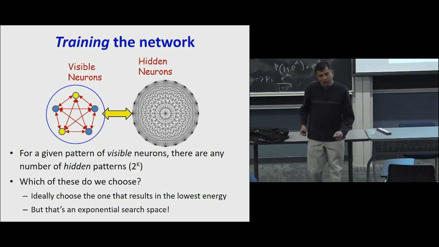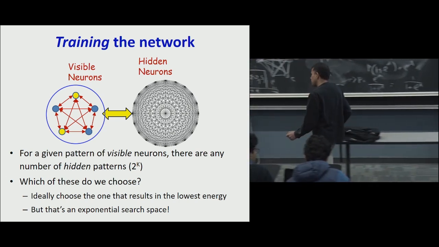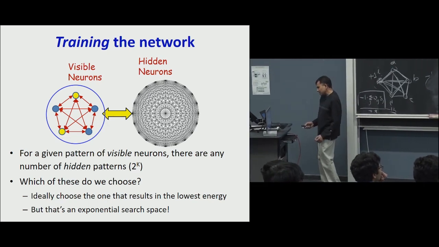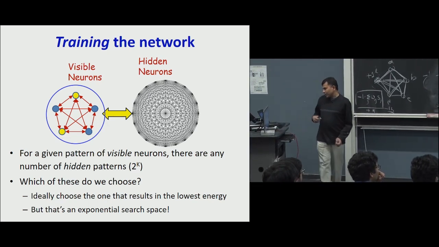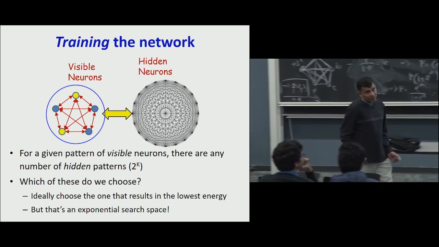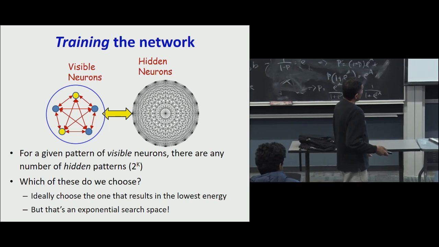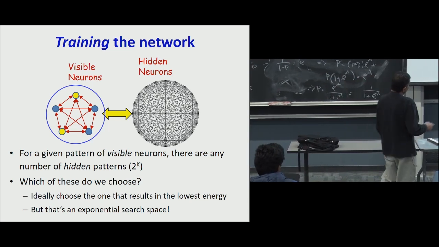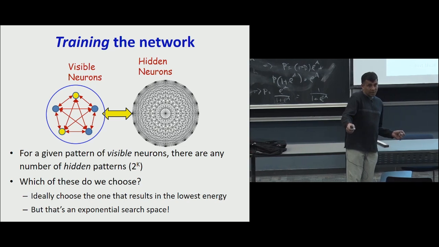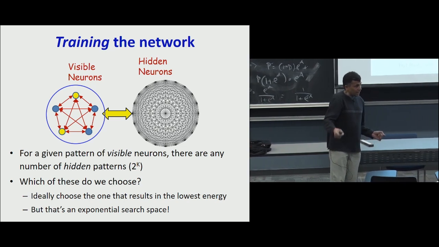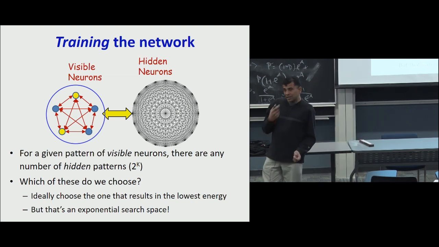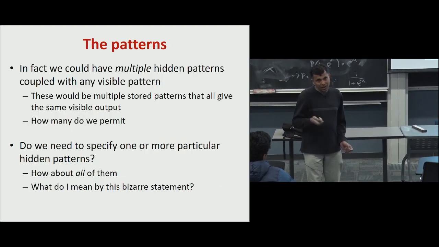Now, when I'm appending bits to a visible pattern in order to increase the network's capacity, there are 2 raised to k hidden patterns that I can append to this guy, right? Which of these do I actually choose? Ideally, I want to choose the one that results in the lowest energy for the extended pattern. That's how I can guarantee that it's actually a memorable pattern. But that's an exponential search space.